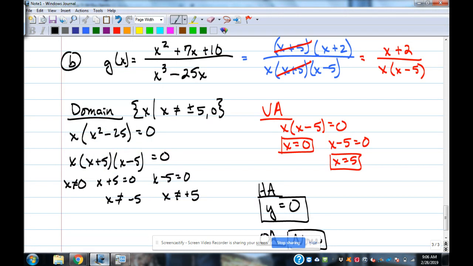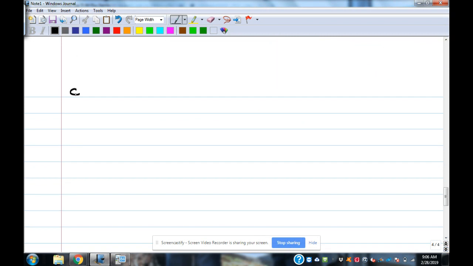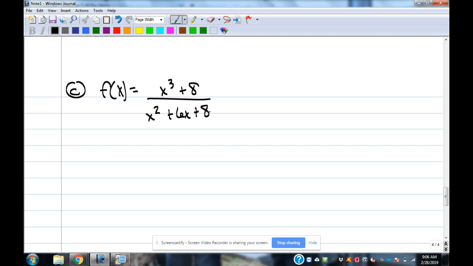So anyway, let's look at another one here and get a little bit of practice with what's happening with this particular function. F of x is equal to x cubed plus 8 over x squared plus 6x plus 8. All right, we're going to do the same things. We're going to find the domain, vertical asymptotes, horizontal or oblique asymptotes, if those exist.